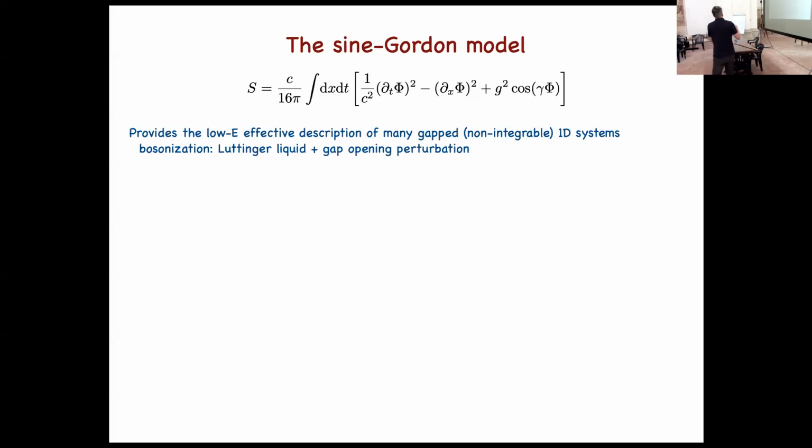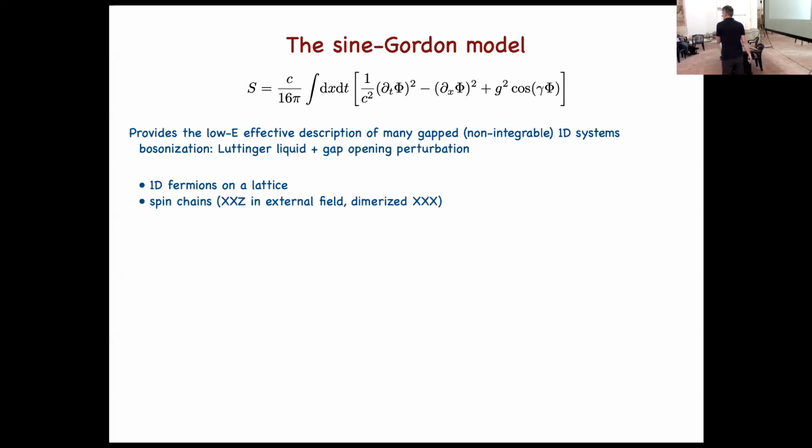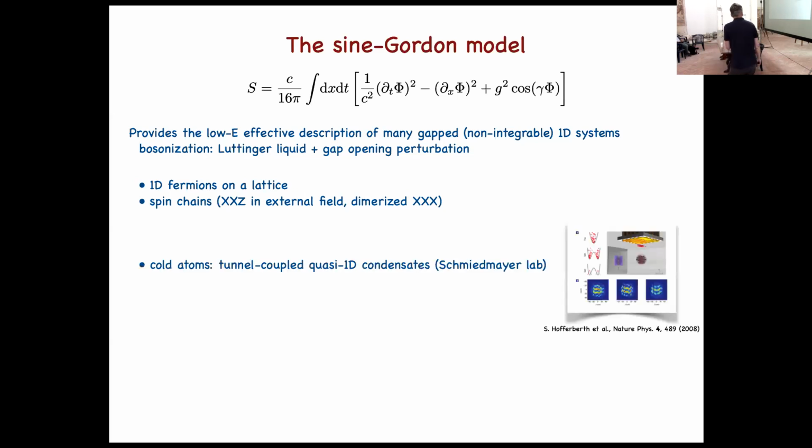And why are we interested in this model? For many reasons, we like it. But maybe the most important thing is that it gives a low energy effective description of many 1D systems via bosonization. There are many systems in the Luttinger liquid universality class, but other systems have some gap-opening perturbation which makes them gapped, and these systems are almost universally described by the sine-Gordon model. So in bosonization, this cosine potential pops up. For example, 1D fermions or spin chains, like the XXZ spin chain in an external field, or the Heisenberg spin chain with some dimerized coupling, are all described by sine-Gordon field theory.